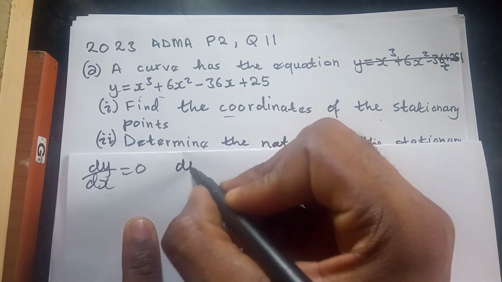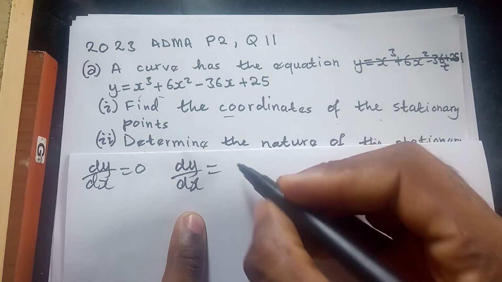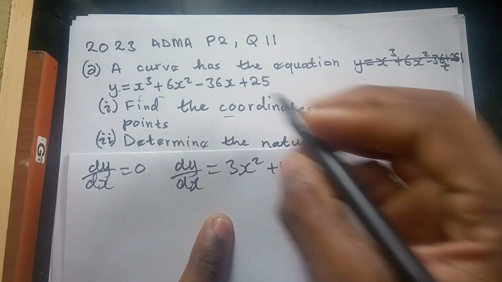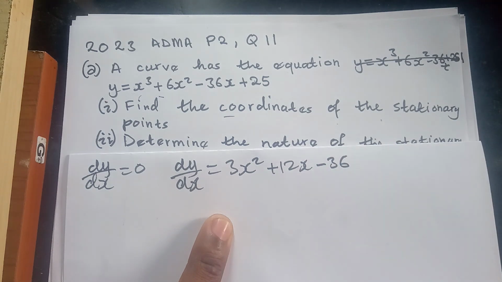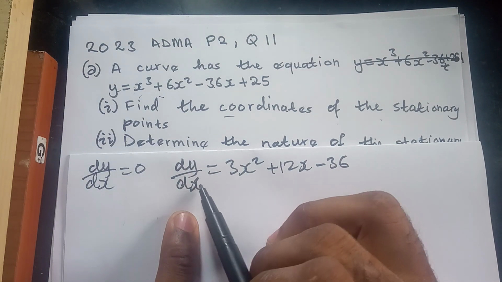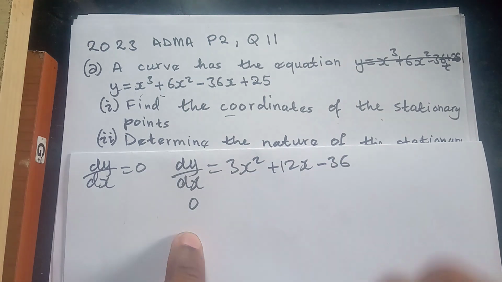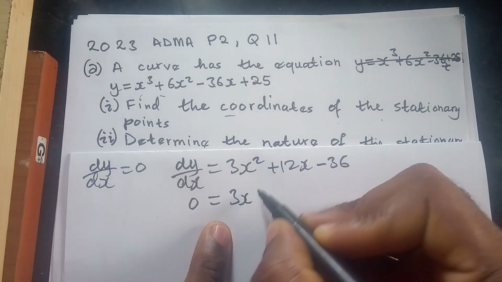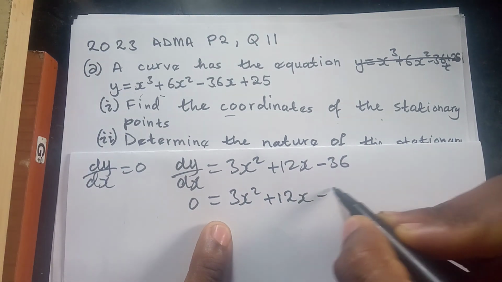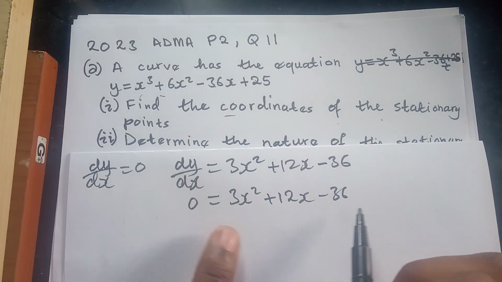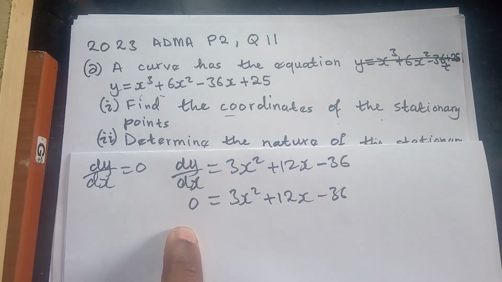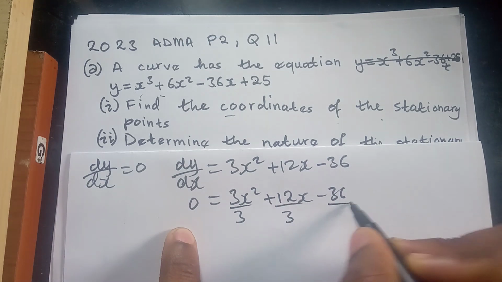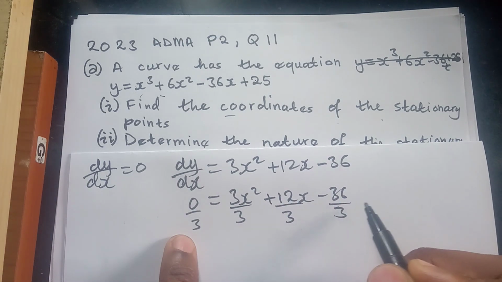So let's differentiate this. dy/dx will be equal to 3x squared, when you differentiate this you have 12x, you differentiate this you have negative 36. And since dy/dx is equal to 0 at the stationary point, you can put your 0 there. Then you have this equation. So you can either solve it like this or you can reduce it. Since these numbers are too big for me, I'll use a 3 to reduce them, since they are all multiples of 3.